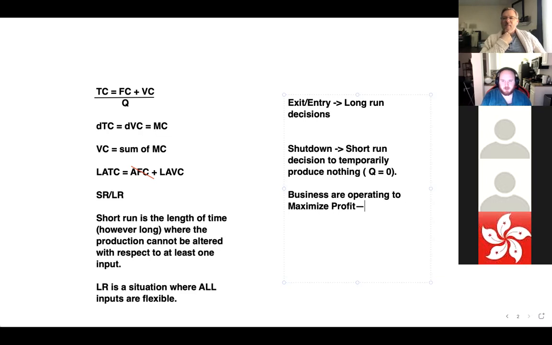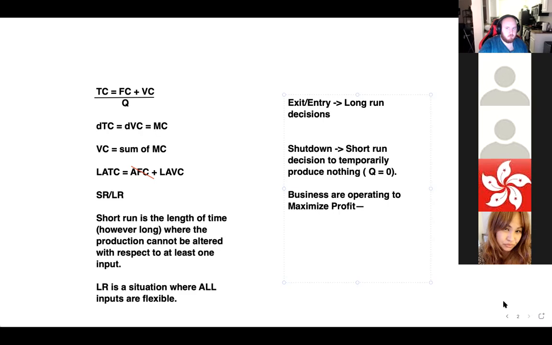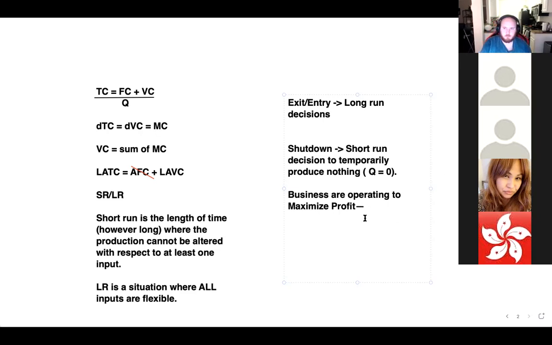Does Beverly want to chime in? She unmuted. Okay, Beverly, did you have an idea? No, they're donating stuff, so it sounds like they're not interested in profit when they do that, right? Yeah.